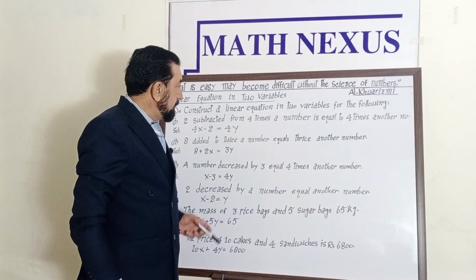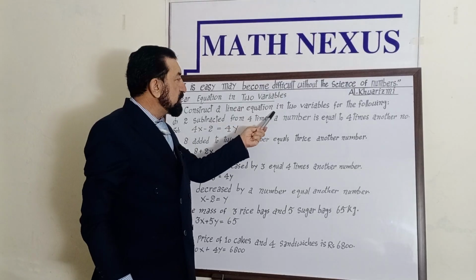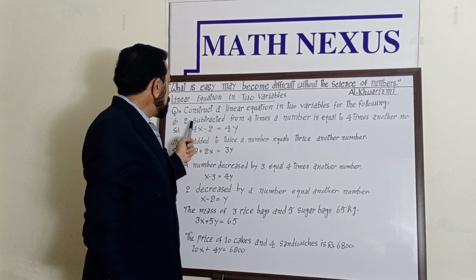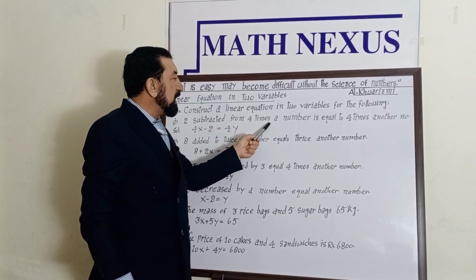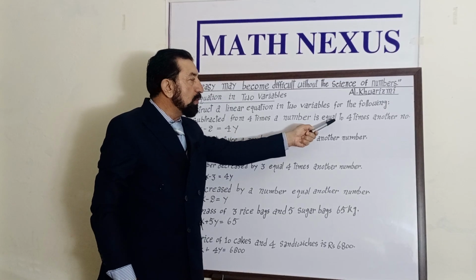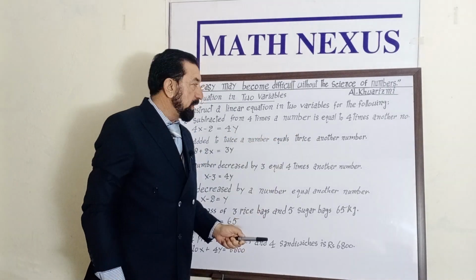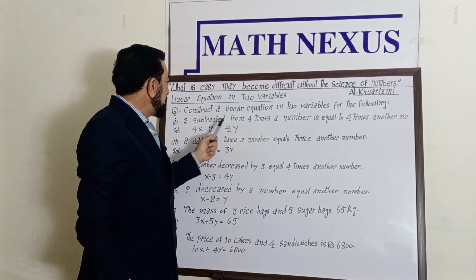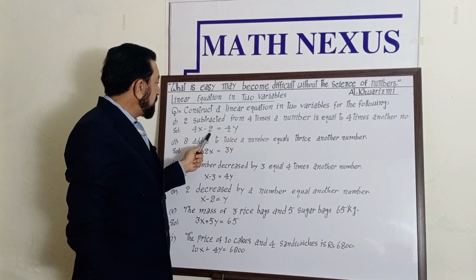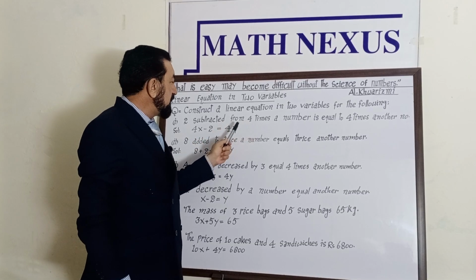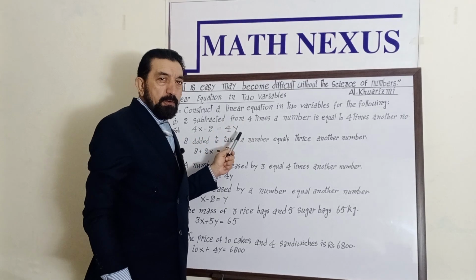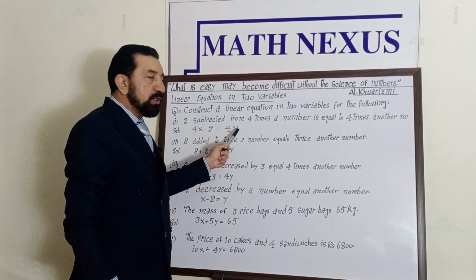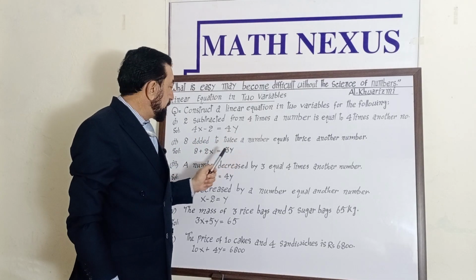Look at the question. Construct a linear equation in two variables for the following. First, 2 subtracted from 4 times a number is equal to 4 times another number. Let x is a number and 4 times means 4x, 2 subtracted means minus 2, another number is y, 4 times means 4y. This can be written as 4x minus 2 equal to 4y.